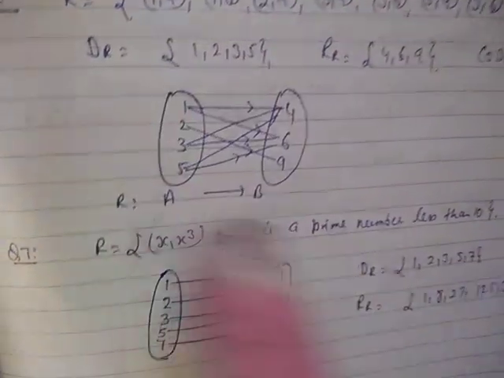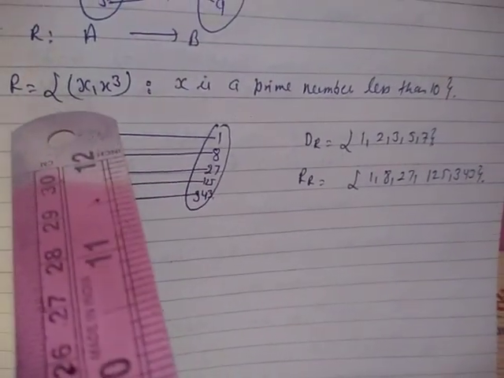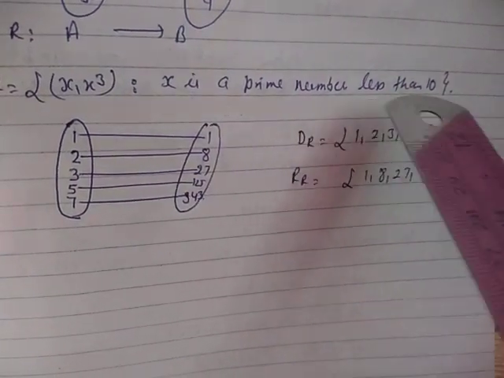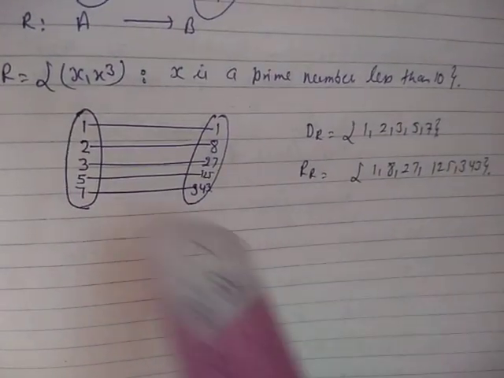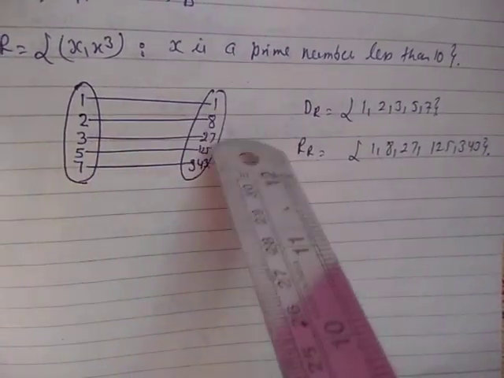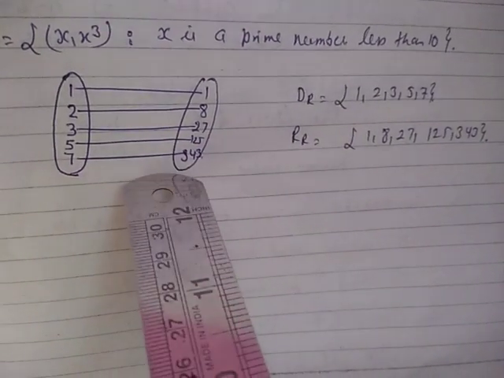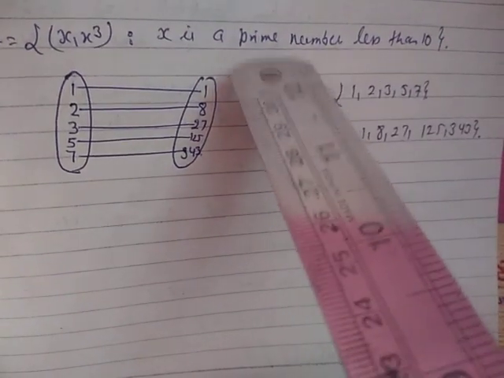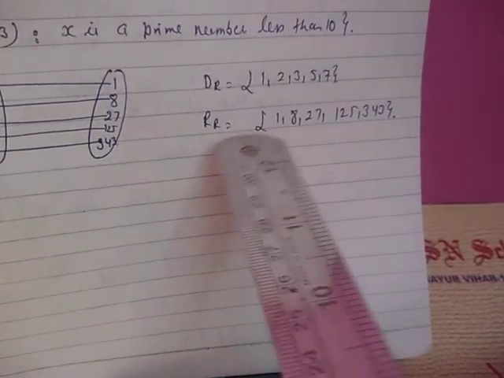The arrow diagram is also there. Question number 7. Your relation is: the first element is x, the second is x cube, where x is a prime number less than 10. Prime numbers less than 10 are 1, 2, 3, 5, 7. X is related with x cube: (1, 1), (2, 8), (3, 27), (5, 125), (7, 343). Domain is {1, 2, 3, 5, 7} and range will be {1, 8, 27, 125, 343}.